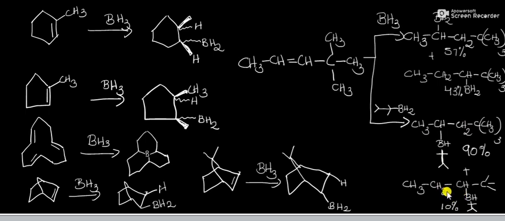So if we use a crowded borane like thexylborane or disiamylborane or 9-BBN, we get more selective products. Here 90 percent of the product will be this borane. That is the difference when we use simple borane as well as crowded borane. If we use crowded borane, we can obtain more selective products.